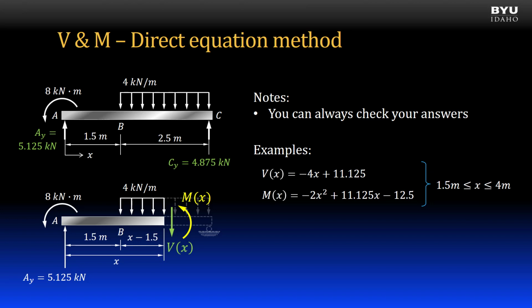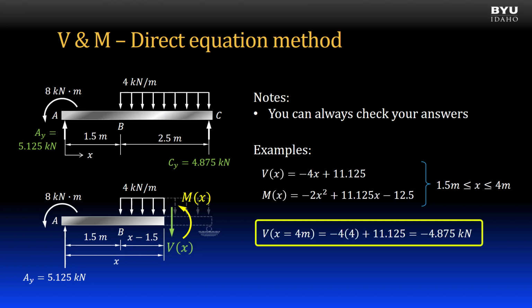Note that the shear function is equal to the derivative of the moment function. This relationship always exists. Also, we know from using the graphical method for drawing shear diagrams that the reaction Cy should make a plot of the shear go to 0 at point C. This means that the internal shear at point C must be equal to negative Cy, or negative 4.875 kilonewtons. If we plug in x equals 4 meters into our shear equation, which corresponds to point C, then it returns negative 4.875, which is what we expect.